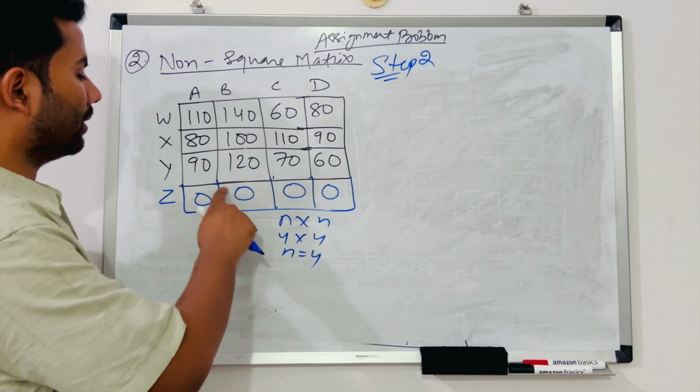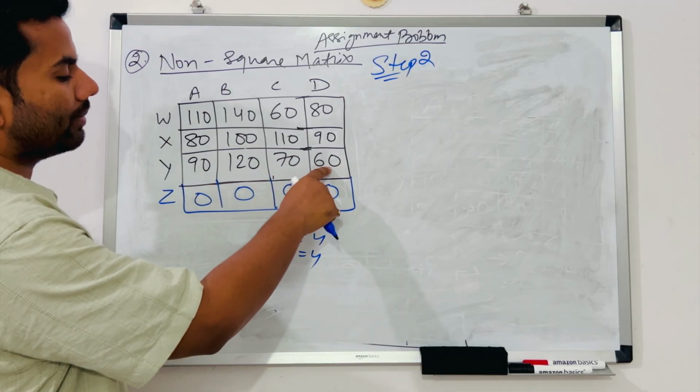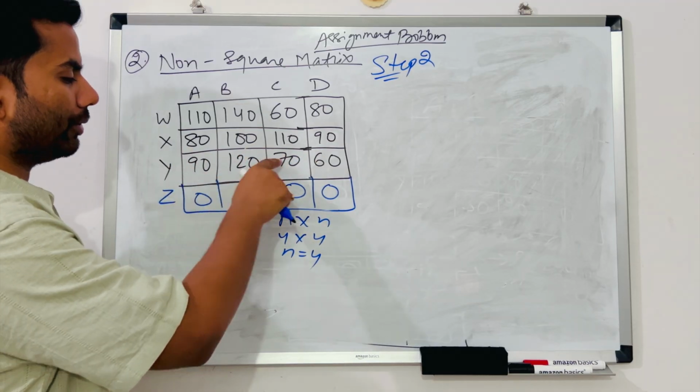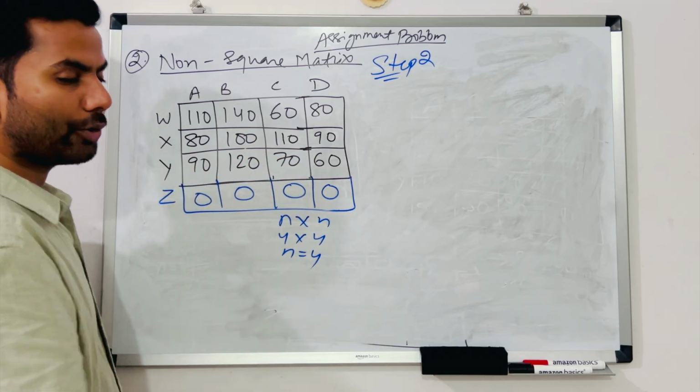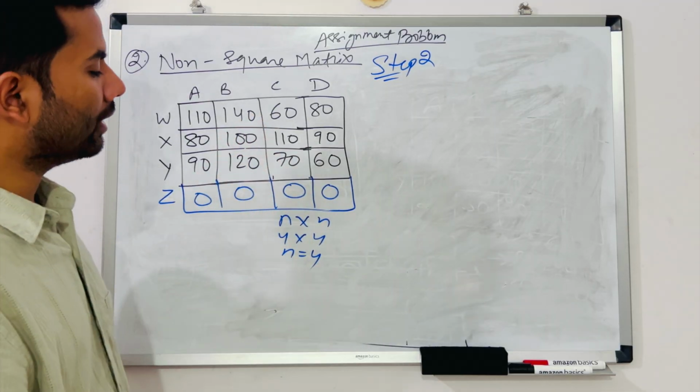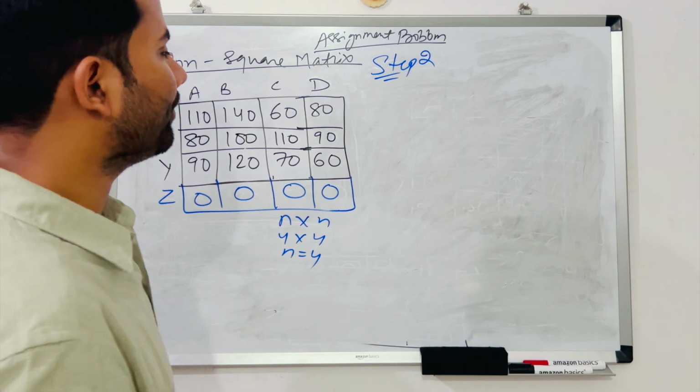Then the same in row number 3. The smallest number is 60, so we subtract all the elements of row 3 by 60. In row number 4, the smallest number is 0 and the highest number is also 0, so all the elements should be 0.